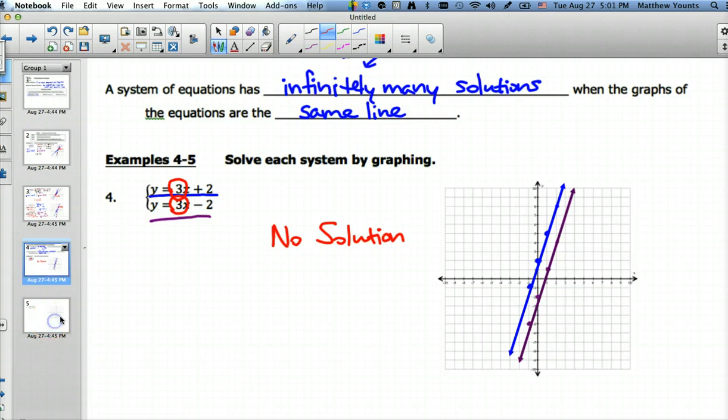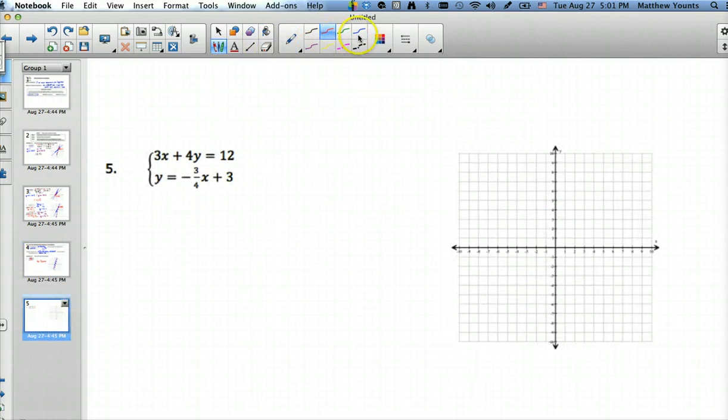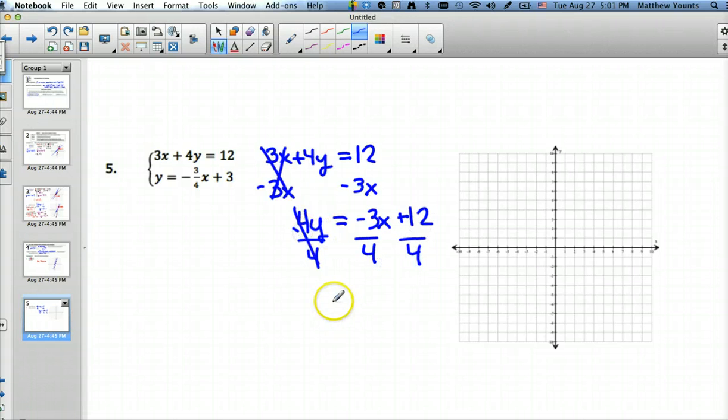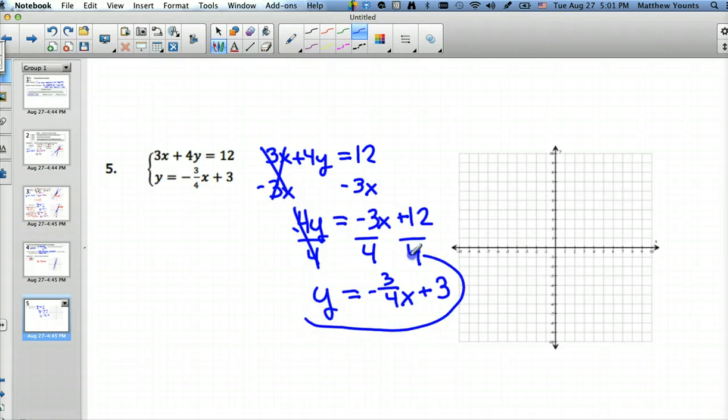Okay, and then number 5, these lines right here, well, if you change the top equation, which is in standard form, to slope-intercept form, so we have 3x plus 4y equals 12. If you subtract your 3x from both sides, you get 4y equals negative 3x plus 12. And then we divide everything by 4. You're going to see that that comes out to be y equals negative 3/4 x plus 12 over 4, which is 3. That is the exact same equation as your second equation here. y equals negative 3/4 x plus 3.